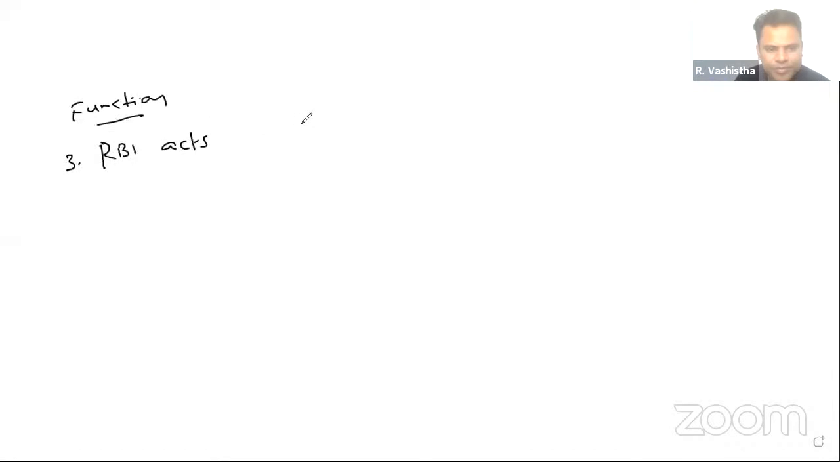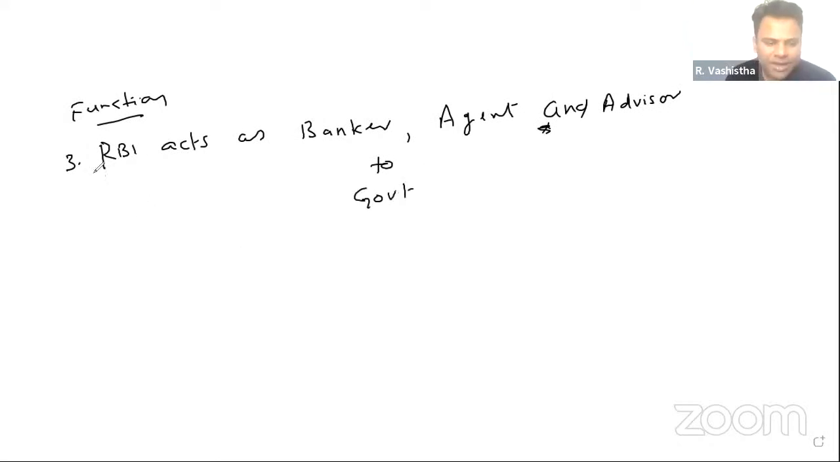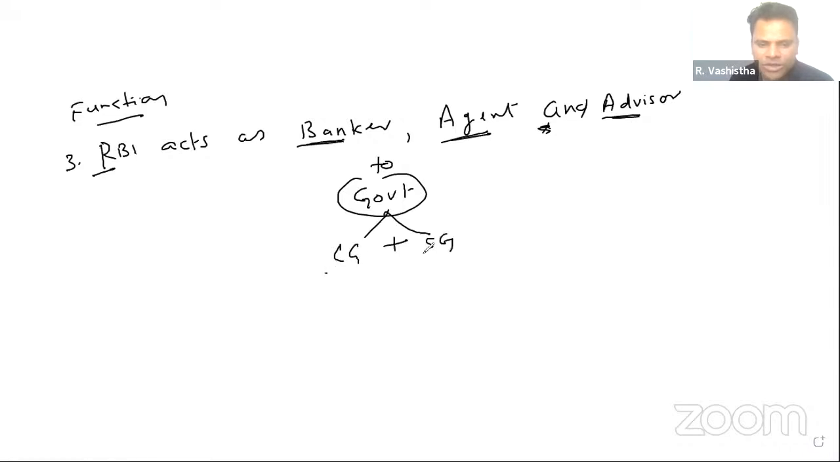RBI acts as banker, agent, and advisor to government. See, Reserve Bank of India is working as the banker, as an agent, as an advisor to government. Here government consists of both the central government as well as the state government. For both the governments, it is the banker, agent, and advisor. But these functions as a banker, agent, and advisor are distinct from each other. You have to know what exactly RBI does as a banker to government, what exactly it does as an agent to the government, and what it does as an advisor to government, right?